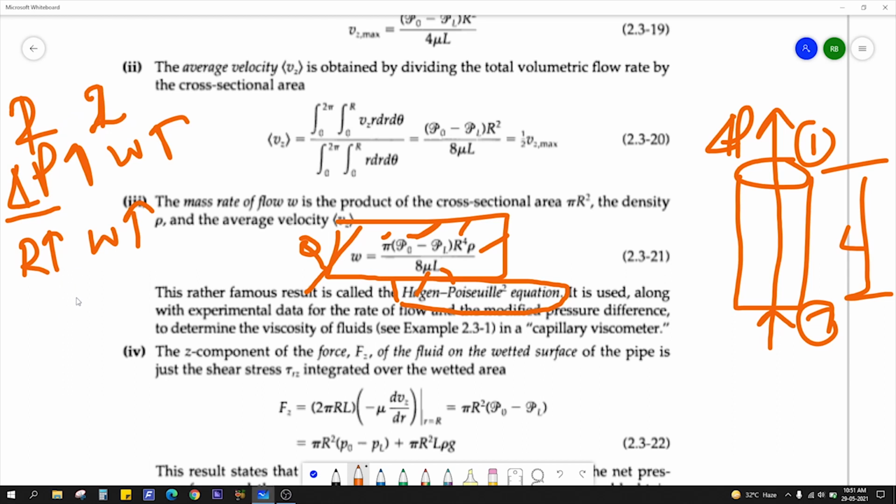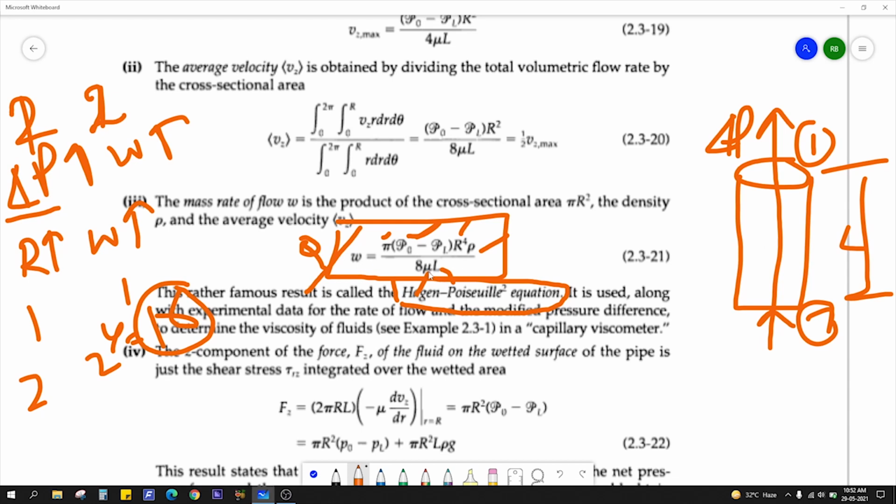But in case of radius it's different. If you increase the radius by 1 time, it is 1 time, but if you increase the radius 2 times, then it becomes 2 to the power 4, that is 16. So if you increase the radius by 2 times, the mass flow rate will increase by 16 times. And if you increase the length of the pipe, the mass flow rate will decrease. If you decrease the length of the pipe, the mass flow rate will increase.